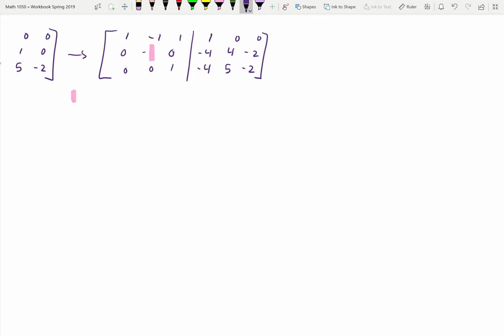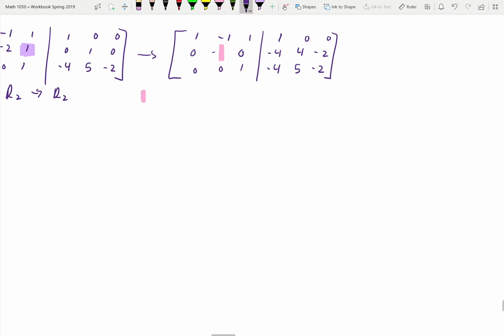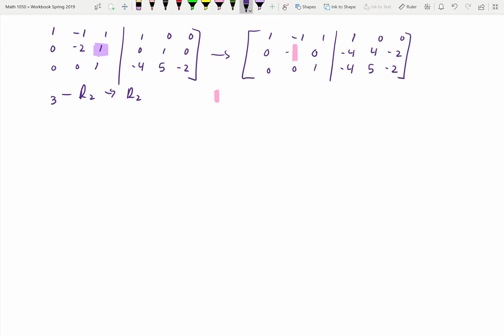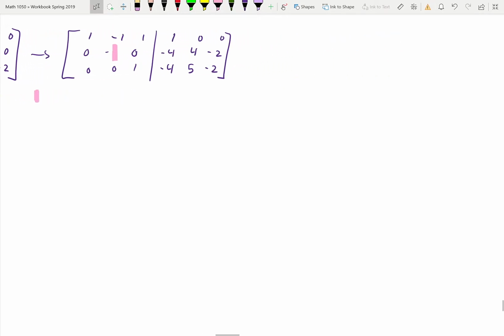I gotta wait for the highlighter to go away. Anyway, that's a -2 right there. Okay. No, it's a +2. Yeah, that's a +2. Okay, so anyway, this is a +2.